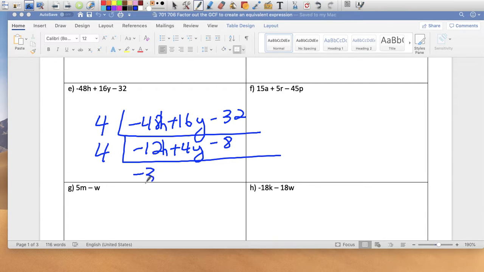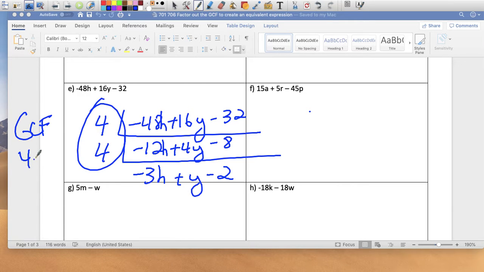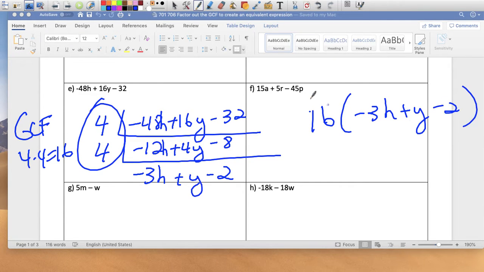4 goes into this 3h times. 4 goes into y just y times. And 4 goes into 8 2 times. Final answer is the product of these two. So GCF is 4 times 4, which is 16. So it's 16 outside, and inside 3h plus y minus 2. And you could multiply to see if you're correct.